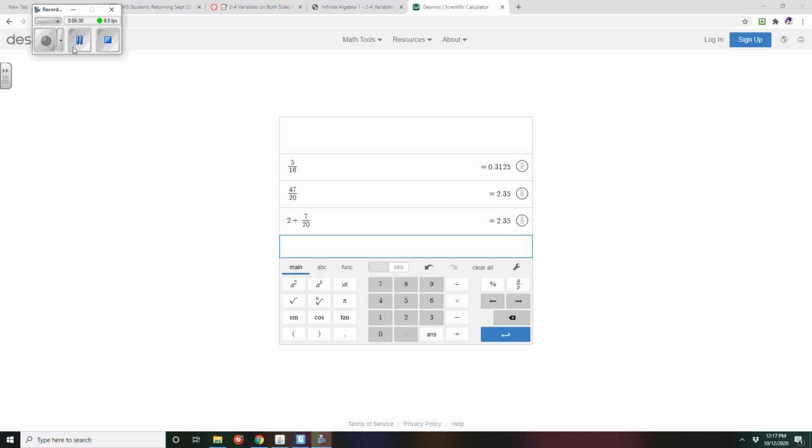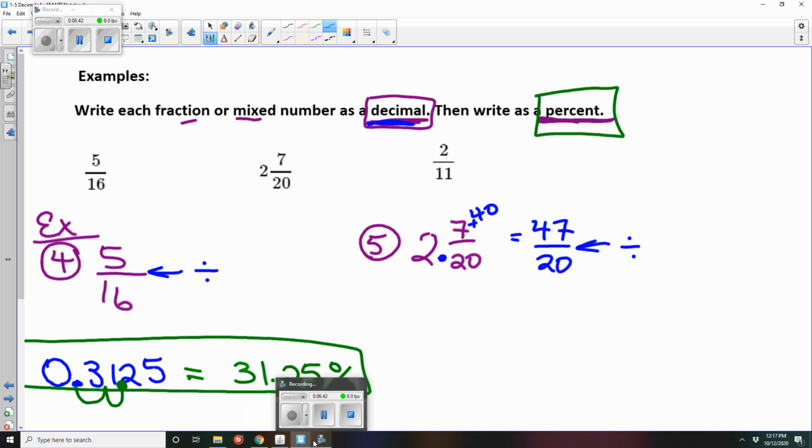You do get the 2.35 no matter how you put it in your calculator. If you go to a mixed number, if you remember, "and" means a plus sign there. So 2.35 is what we are as a decimal.